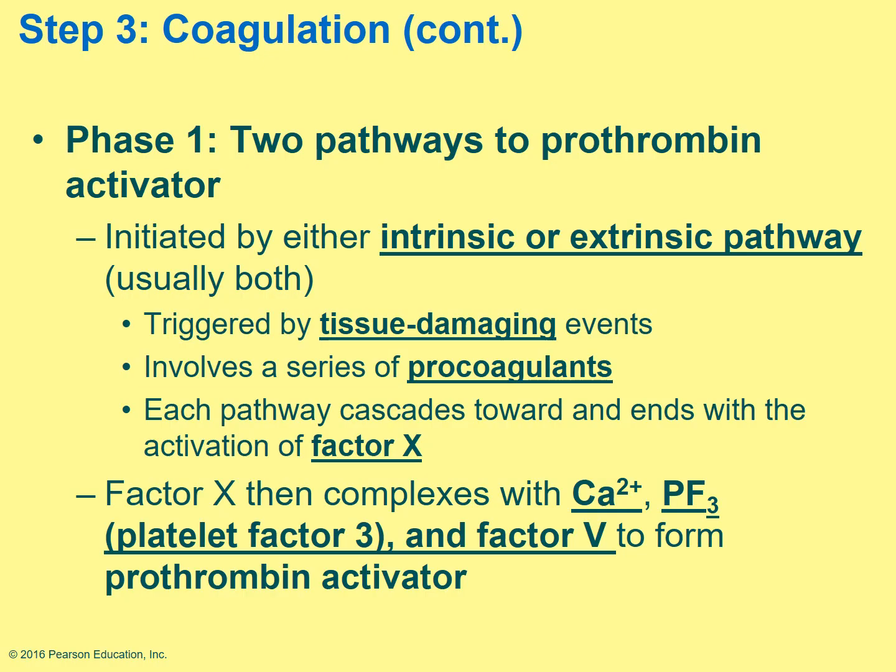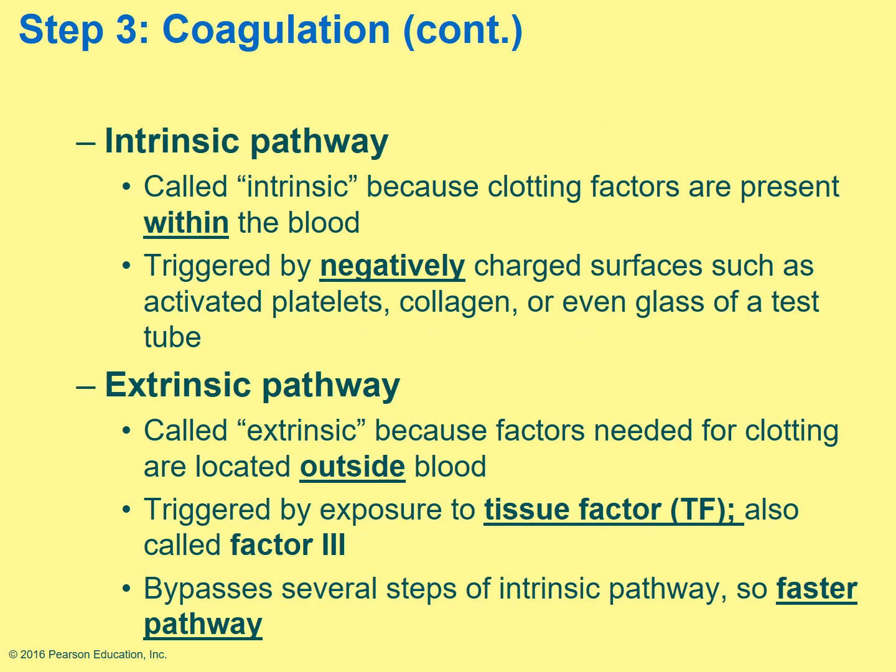With coagulation, phase 1, there are 2 pathways, either intrinsic or extrinsic. Some usually use both. It's triggered by the damage to the tissue, and it involves a series of procoagulants. You're going to end up with a factor X that's going to form a complex with calcium and platelet factor 3 and factor 5 to form this prothrombin. Basically, both of these are going to end up working together.